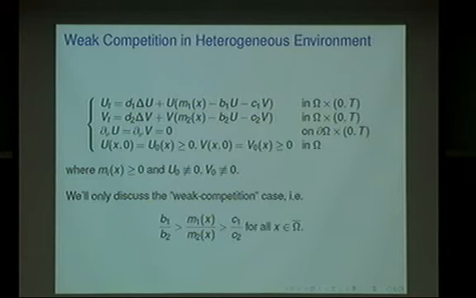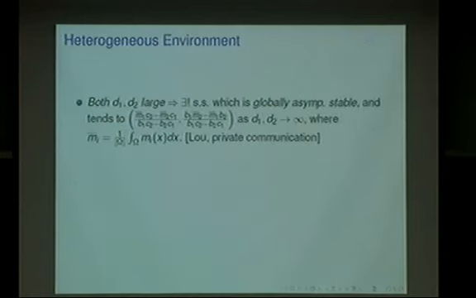So now let's go to the heterogeneous environment. That is to say, A1, A2 are no longer constants. We replace them by M1 and M2, depending on x. Otherwise, the system remains the same as before. M1 and M2 are assumed, just like before, non-negative and non-constant. But we will only discuss the weak competition case, in which we require that B1 over B2 is bigger than M1 over M2 for every x in omega bar, which is bigger than C1 over C2. It's a strong assumption, meaning this is a very special case. But even this very special case will help us understand why the slower diffuser always prevails. All right. So I want to first provide you some background of this heterogeneous environment case.